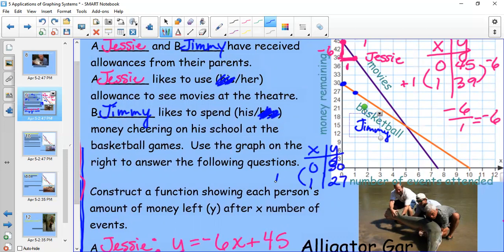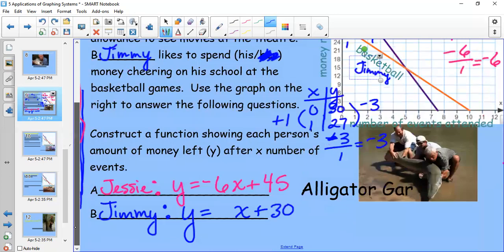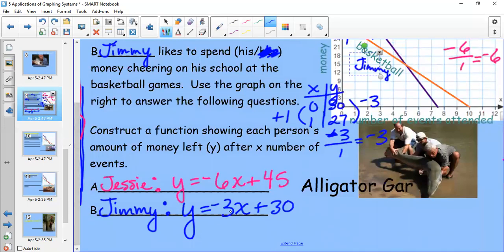So our x's were changing by 1. Our y's were going down 3. And if I made my fraction, remember y's go on top, so -3 over 1, which is equal to -3. Again, you could use your graph. We went from 30 to 27, so it went down 3, and we went from 0 to 1 event. And our slope would be rise over run. So either way you do this, Jimmy's slope is -3.